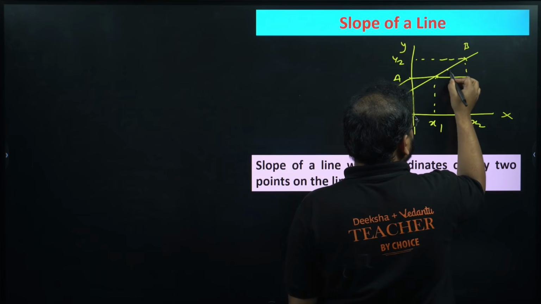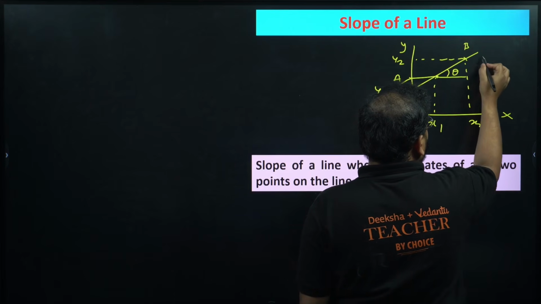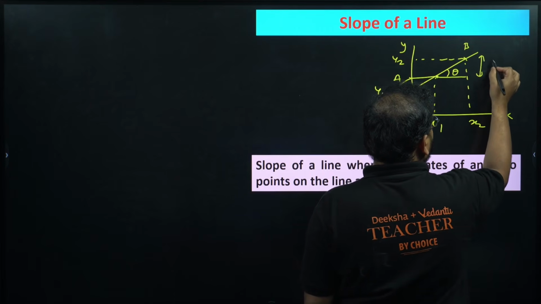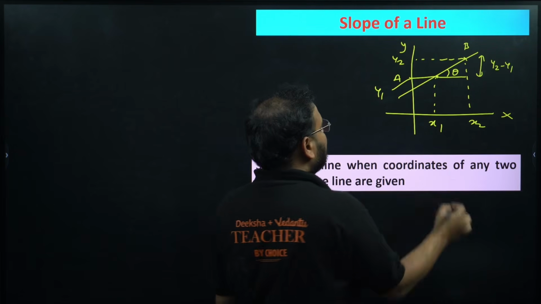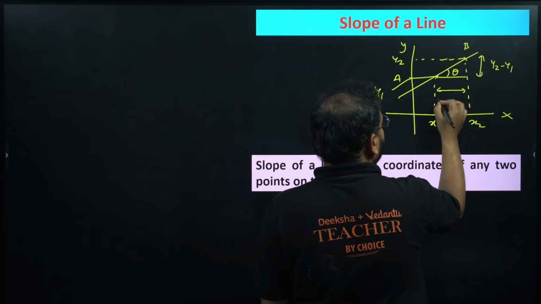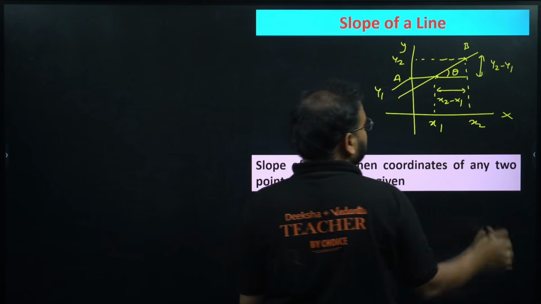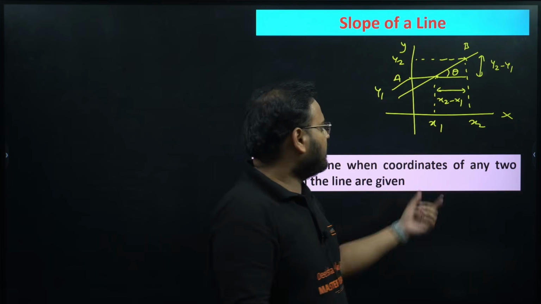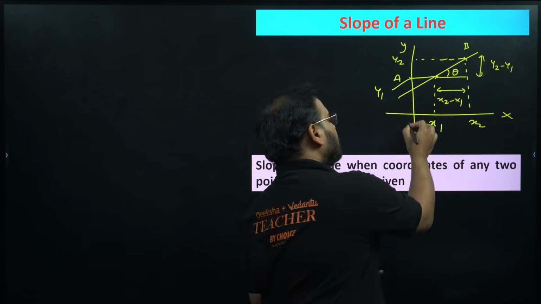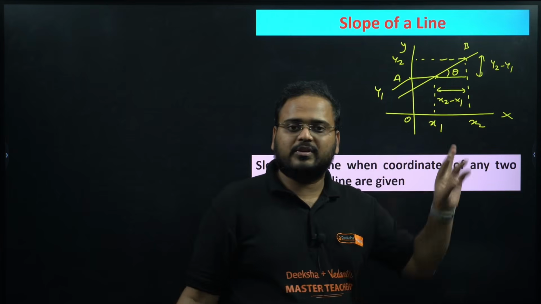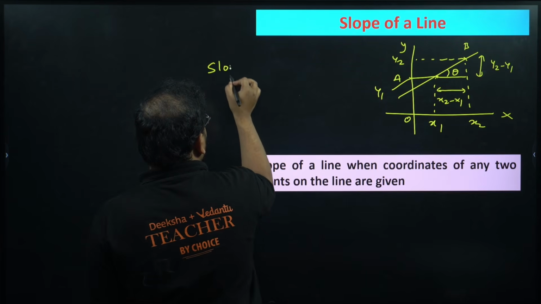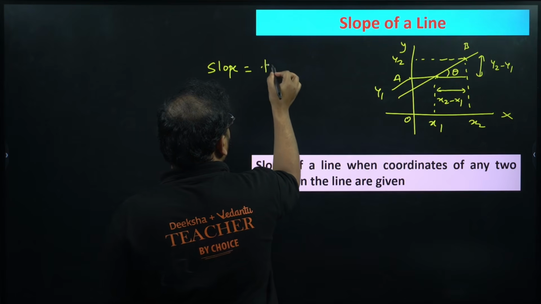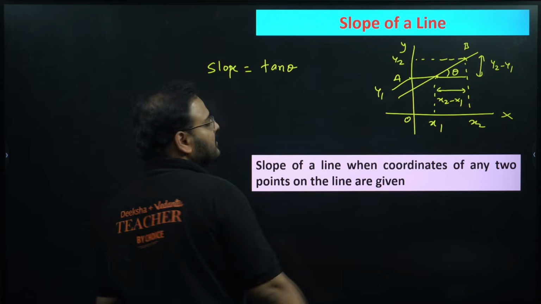This is called theta. How do you find this distance? This is given by y2 minus y1. And what about this distance? This is given by x2 minus x1. You all agree, right? If this distance is x2 from here to the origin, then this will be x1, so the difference becomes x2 minus x1. So the slope of a line has a formula. What is that? Tan theta.